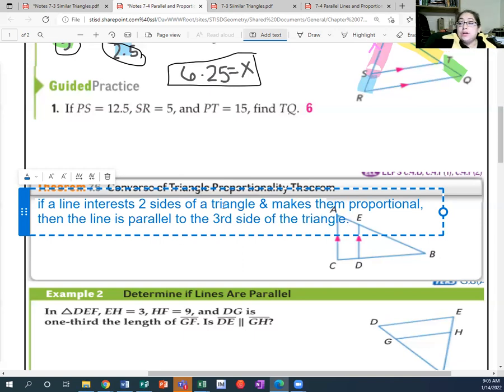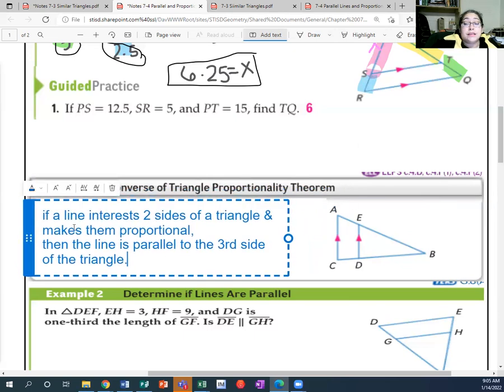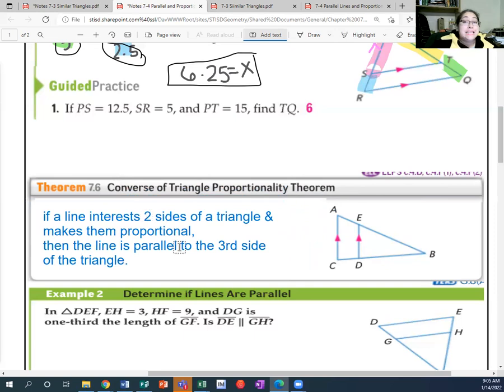Where the first one is useful when you know that that line is parallel and you're trying to calculate information, this one is useful when you have the information to calculate with and you're trying to state that the lines are parallel. Again, this one is super, super useful when you're writing proofs.